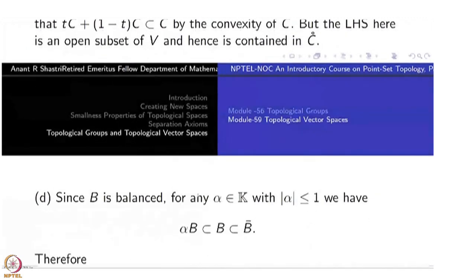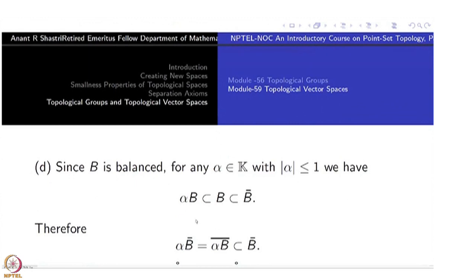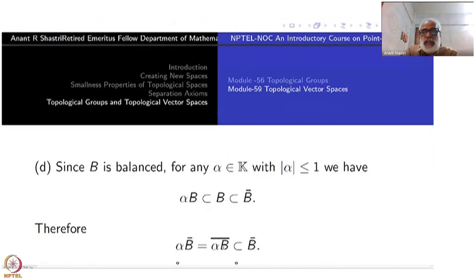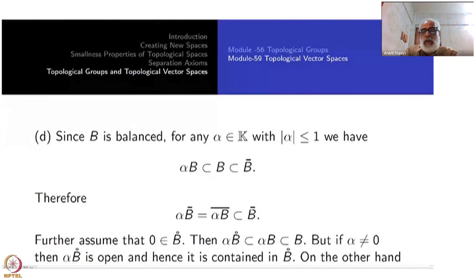Now let B be balanced. Then for any scalar alpha with mod alpha less than 1, we have alpha B is contained inside B. So it's contained inside B bar also. Okay, so B bar is a closure, it's a closed set, right? Therefore, alpha B bar, which is the same thing as the closure of alpha B, is the smallest closed subset containing alpha B, so it must be contained inside B bar. Okay, so that proves that B bar is balanced.